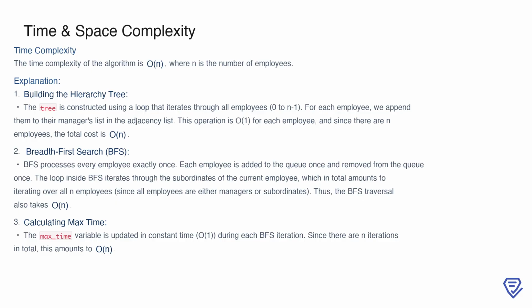During BFS, every employee is processed exactly once. Each employee is added to the queue once and removed from it once. Additionally, the BFS loop iterates through the subordinates of the current employee. In total, this amounts to processing all n employees, so BFS also runs in O(n) time. Lastly, we calculate the maximum time required to inform all employees. During BFS, updating the max_time variable is a constant time operation, O(1), and since this happens during each of the n iterations, it still contributes O(n) to the overall complexity. Together, these steps result in a time complexity of O(n).